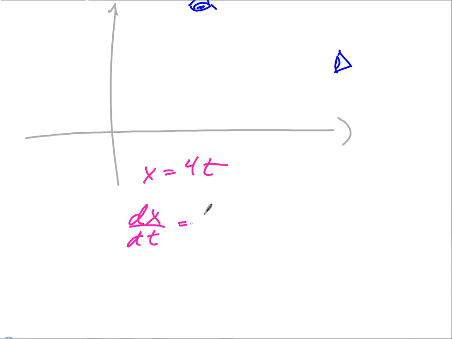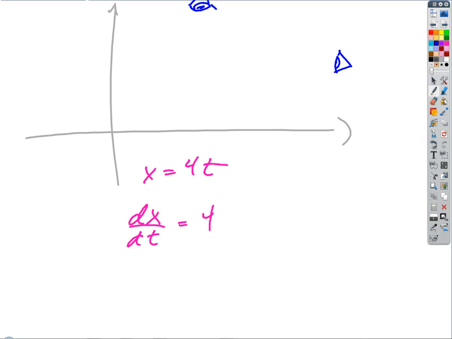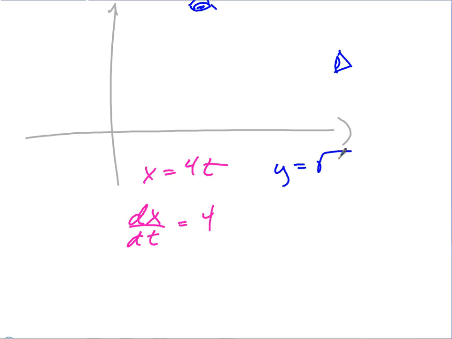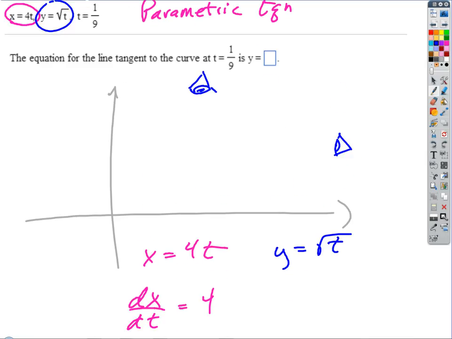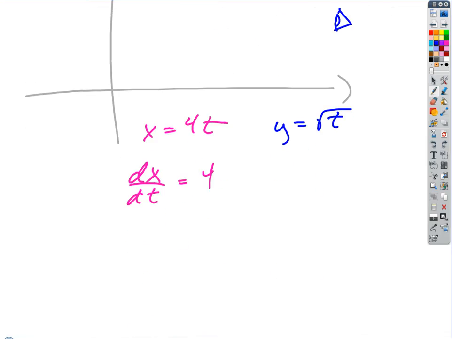So the ant, if we're looking down on the ant from above, we see the ant is moving at constant horizontal speed, right? Okay, what about the vertical part? We had that y equals the square root of t. If I want to find dy/dt, what do I have to do first to this?